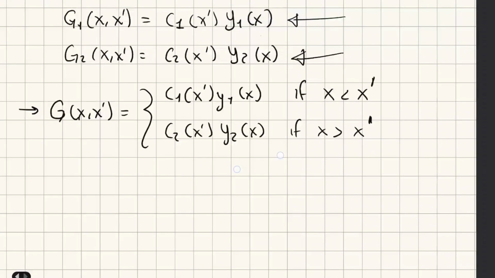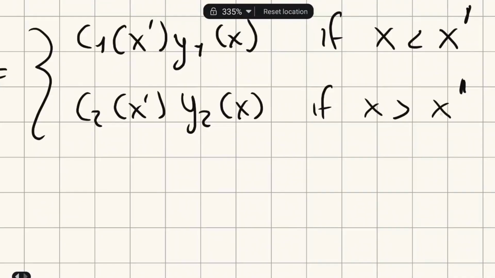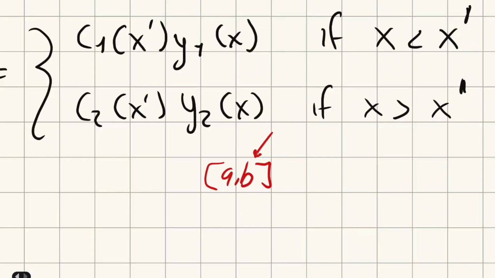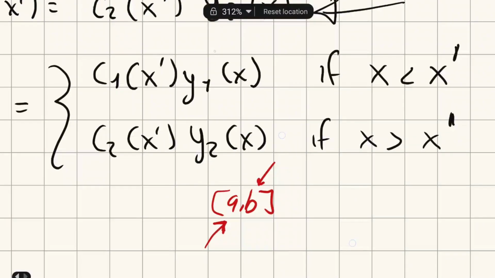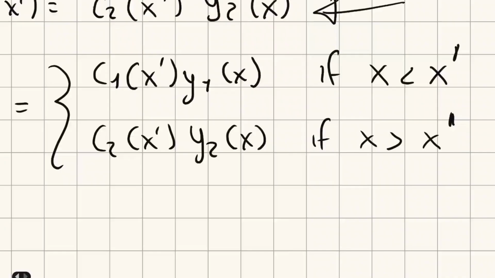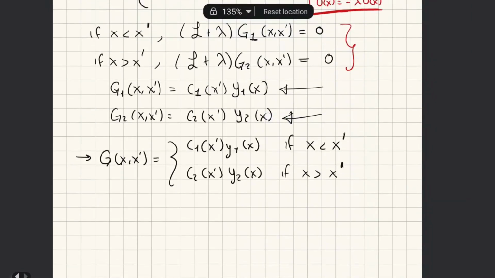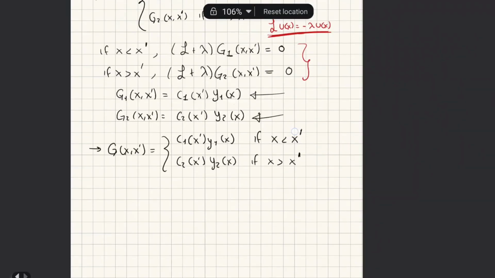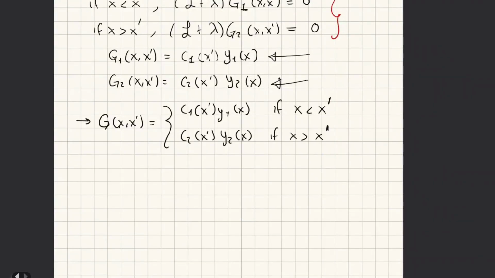Actually, looking at y2 of x, it is defined for x above x prime. y2 of x is the function that is going to satisfy the boundary condition for the b value, right? Because b is going to be above x prime, but a is going to be under x prime. So the function that is going to satisfy the boundary condition for a is going to be y1 of x. Okay, perfect. So here we are going to use the results that we found for the green function and the derivative of the green function.